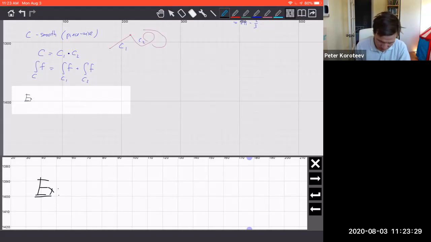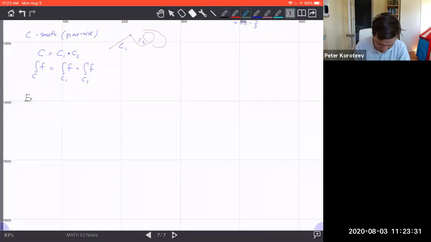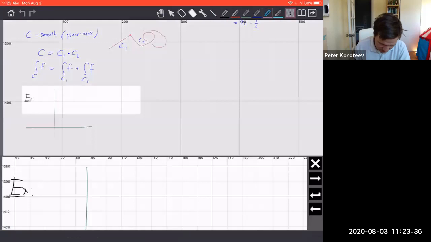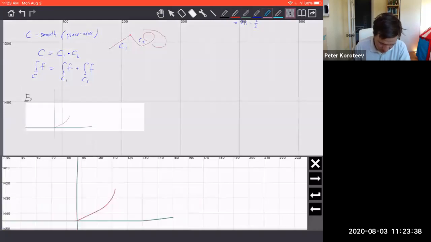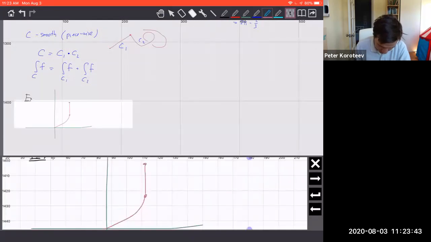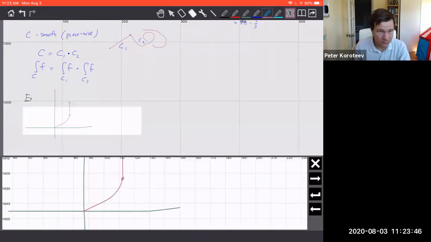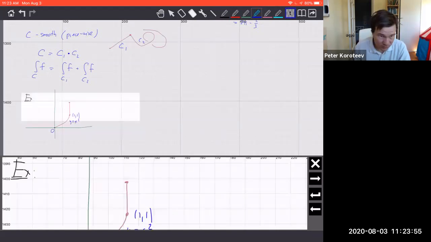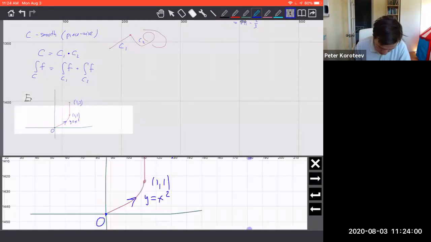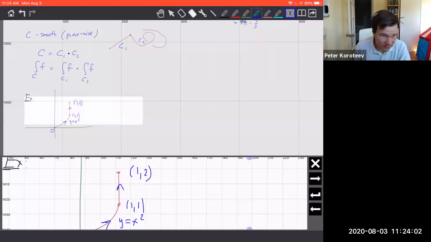Say the curve is given by a piece of parabola, and then there's a straight vertical line. So say this parabola is y equals x squared, and this is the point (1,1), and this is (1,2). So we're integrating like that.